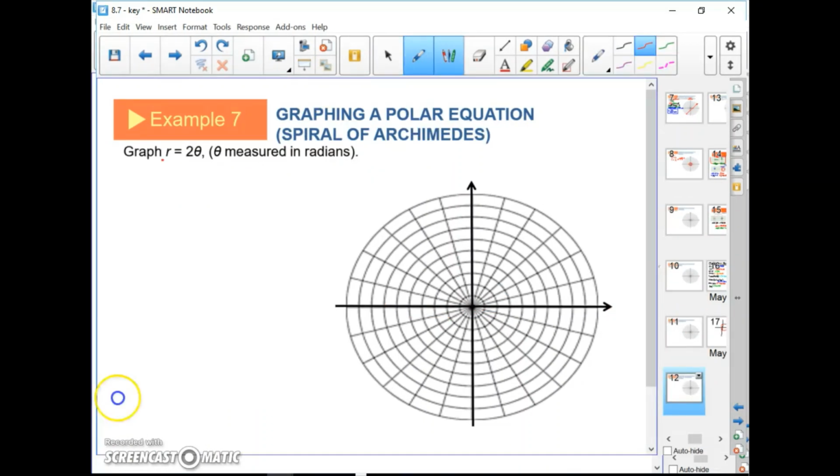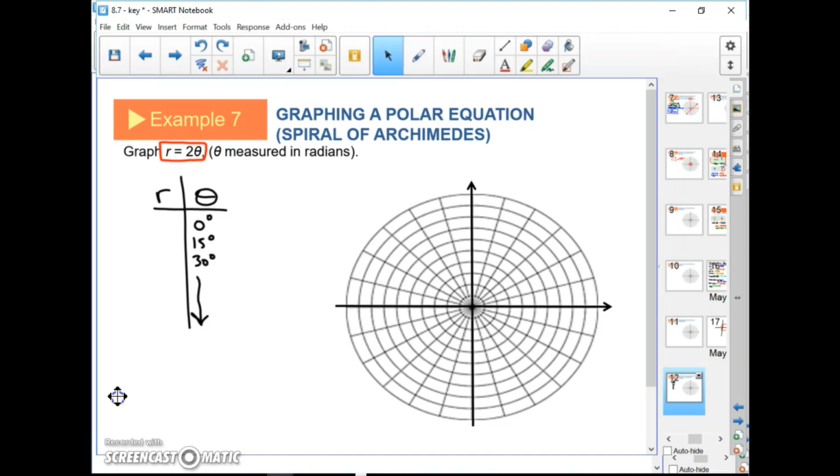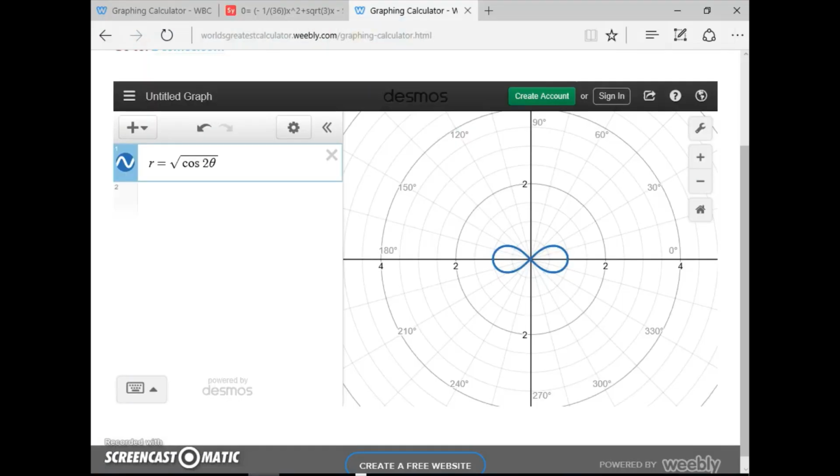When I look at example 7, I immediately know it's going to be a spiral. Okay, the spiral is really, really hard to graph using a table. Suppose you could use a table. You start plugging in whatever you want. You can plug in 0, you can plug in 15, you can plug in 30. You can plug in anything you want, but I think it's going to take you forever to really get a feel for what this graph looks like. So let's just go to Desmos again, and let's see what this looks like.